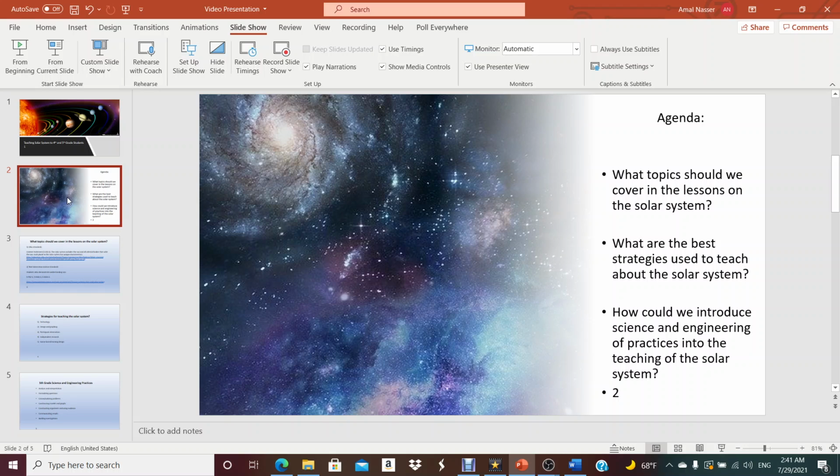Here is the agenda of this demonstration. We will talk about what topics we should cover in the lesson on the solar system. Then we will discuss some of the best strategies used to teach about the solar system. We will end with how science and engineering practices are introduced into the teaching of the solar system.